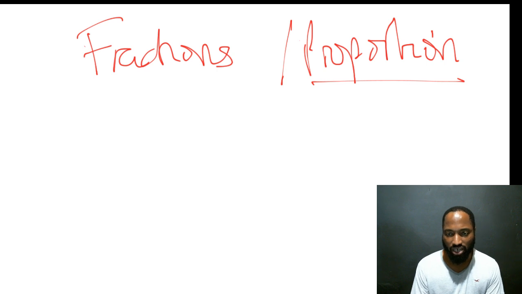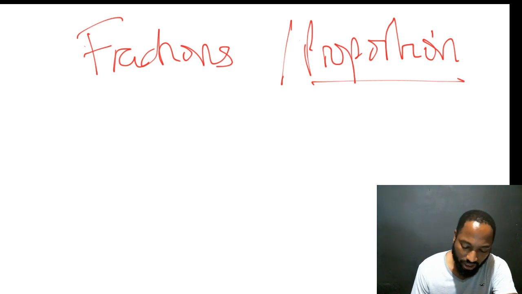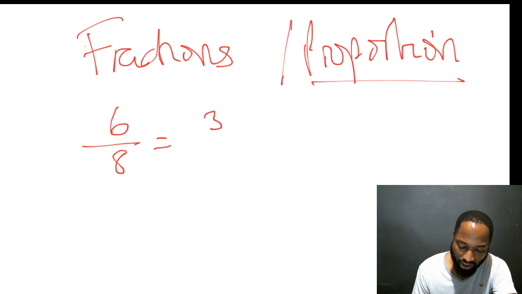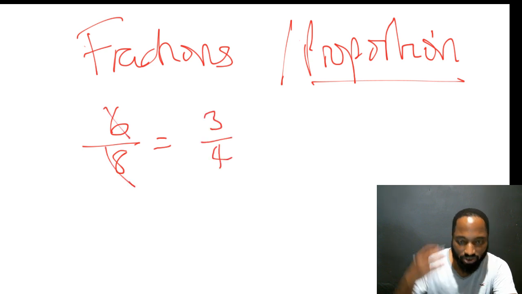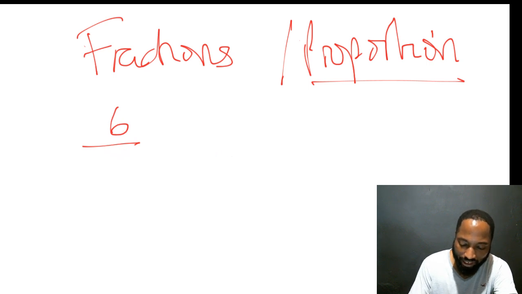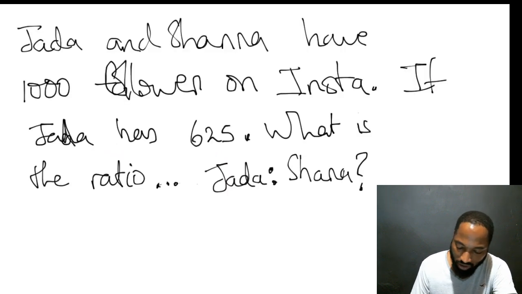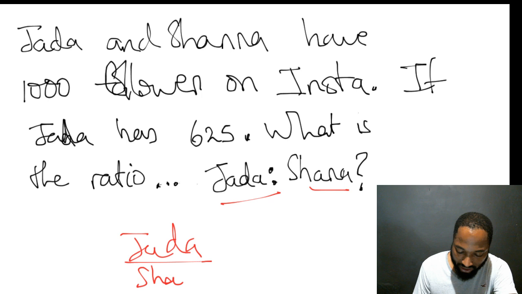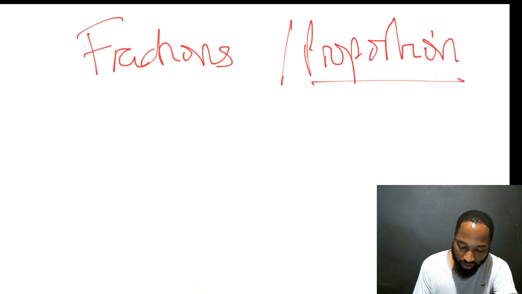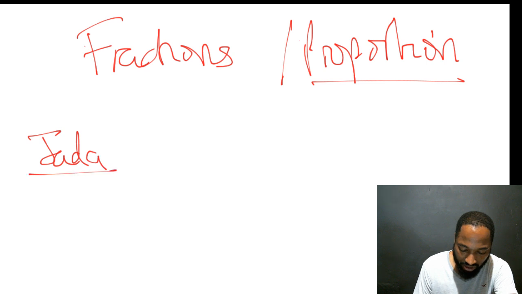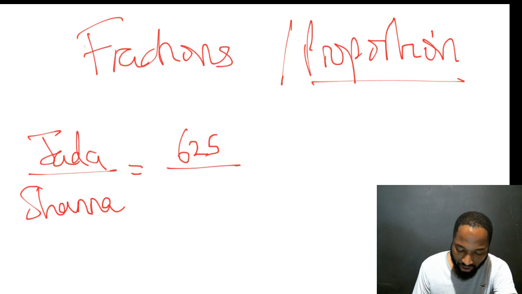Proportion says that if I have 6 over 8, that is the same as 3 over 4. Fractions break down. So if I want the ratio of Jada to Shanna, another way you could write it is Jada over Shanna. Jada gets 625. So how much is Shanna getting now?